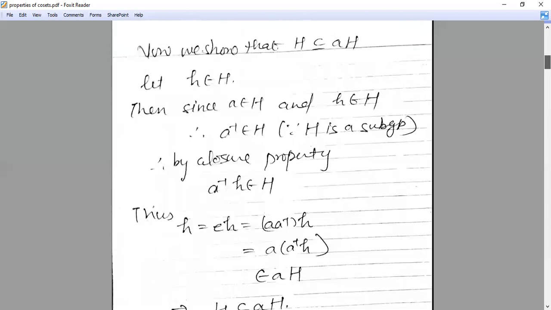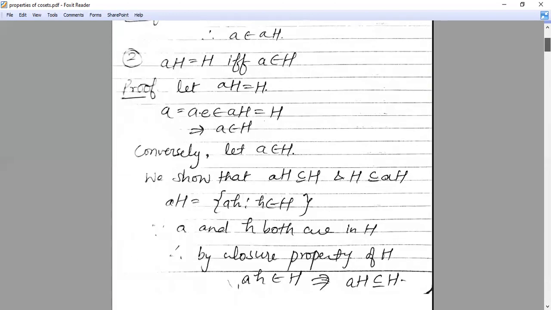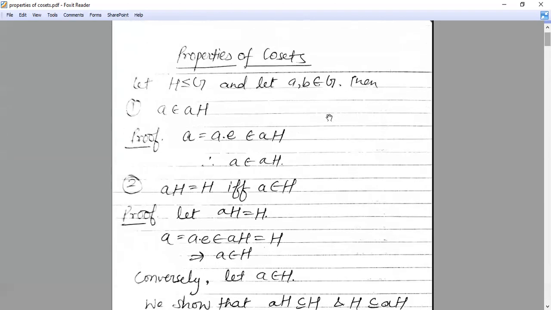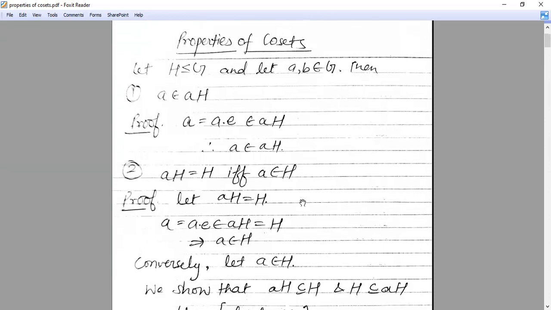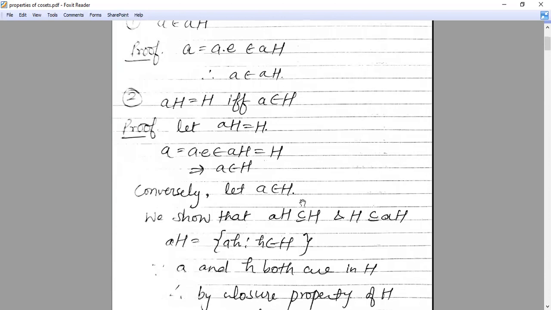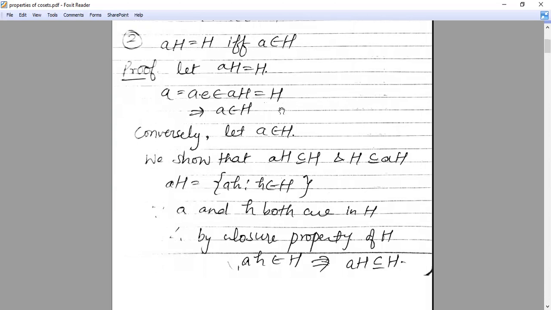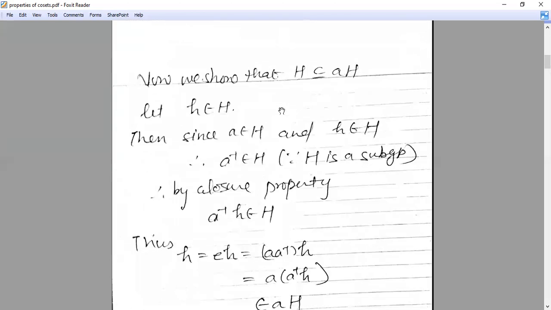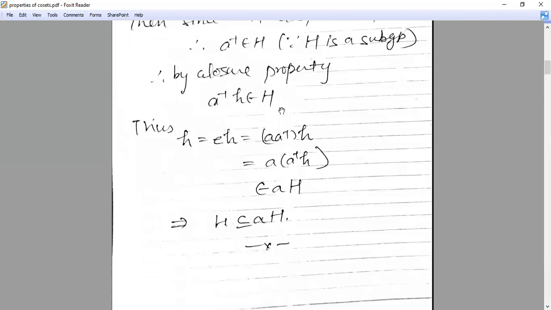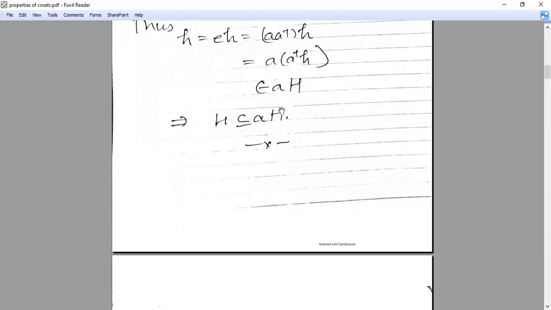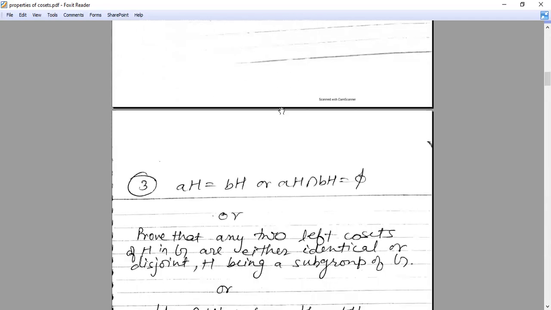So let me just revise these properties again for you. First, we have seen that the representative element of a coset belongs to the coset. Then in property 2, we have proved that AH is equal to H, that means the coset becomes equal to the subgroup. The left coset AH is equal to H if and only if A belongs to H. If your representative element is coming from the subgroup, then your coset is the same as the subgroup. So if you know that the element is coming from the subgroup, then there is no need to calculate your coset. You can directly write the coset as the same as the subgroup.